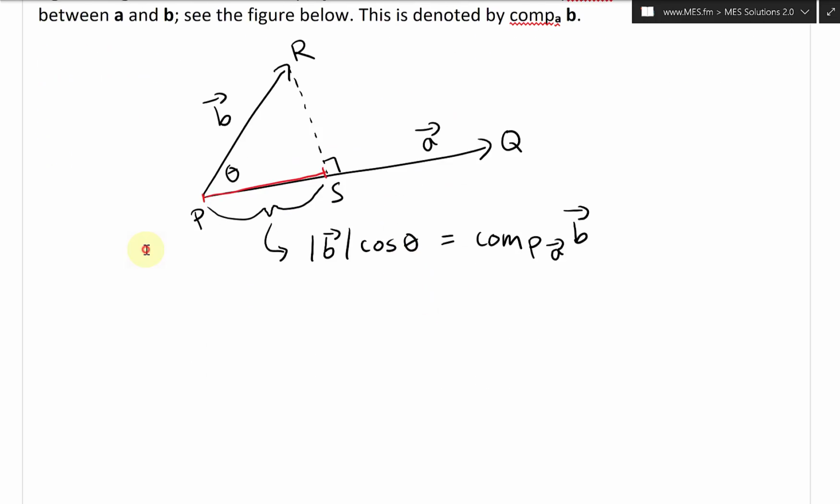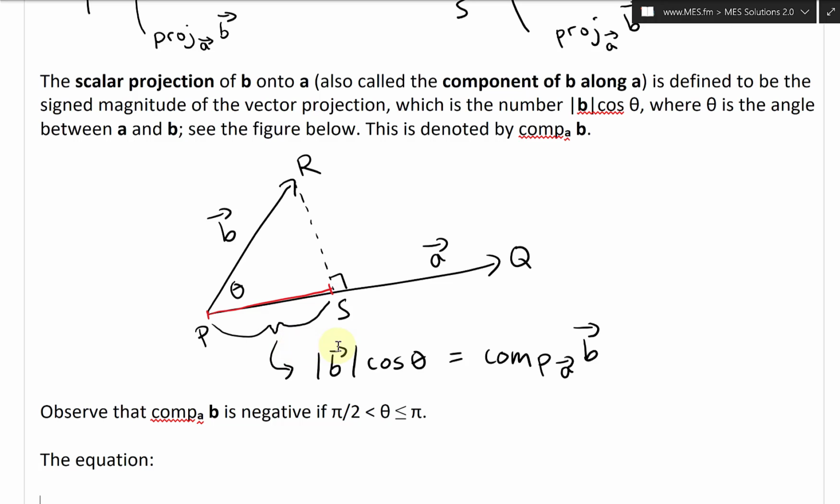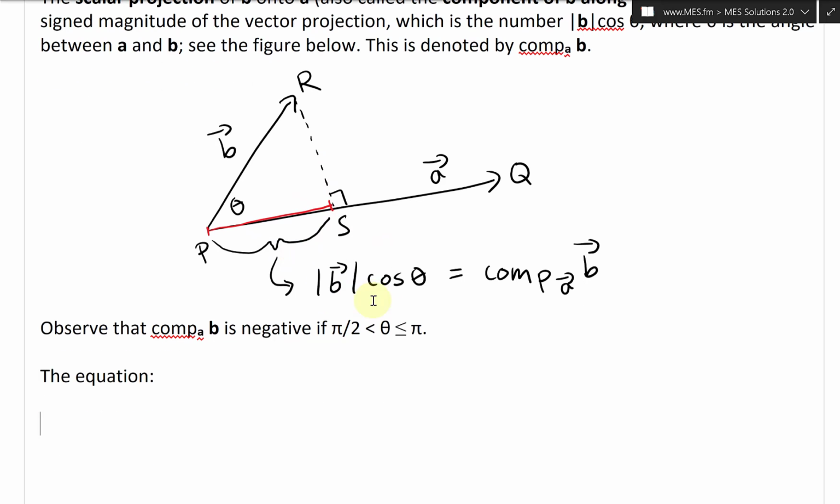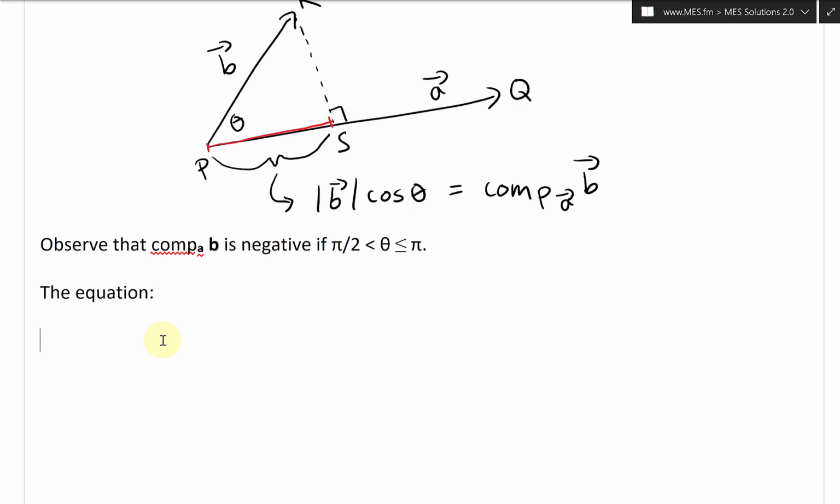Yes, fascinating stuff. And since this is the signed magnitude, because notice it's a cosine theta, observe that the component of B along A is negative if this angle right here, theta, is between pi over 2 and pi. So if it's greater than pi over 2, it's going to be negative. And if it equals pi, it's going to be negative 1 there. So yes, it's going to be a negative there. So it's interesting.